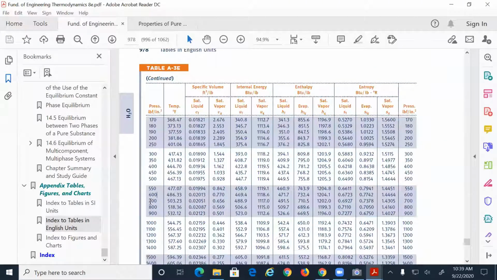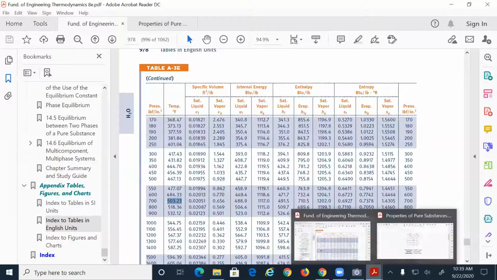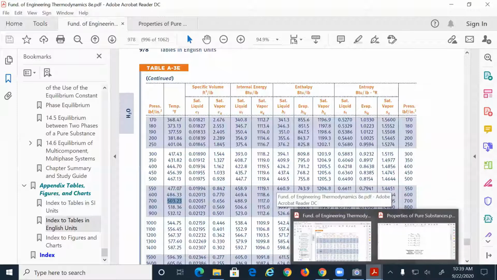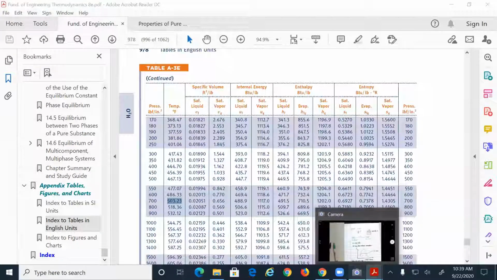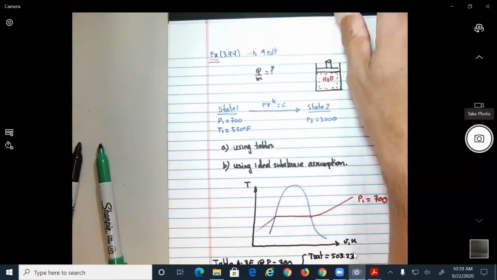All right. What is the saturation temperature? 503.23. So if we go here, let me write down, from table A3E at P equals 700, right now I'm having that T saturation is equal to 503.23. So basically that's what I write over here, no?